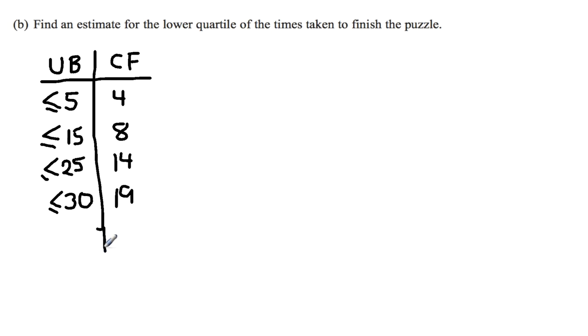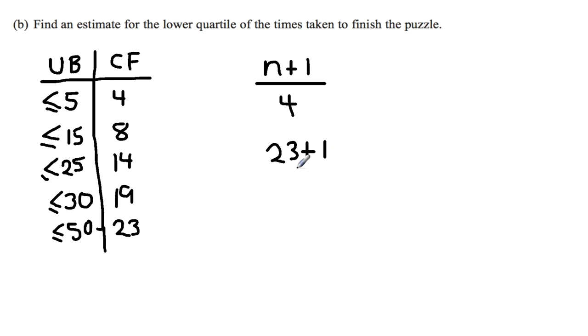And then we have less than or equal to 50, cumulative frequency was 23. Now, to find the lower quartile, we're going to be using this general equation, n plus 1 divided by 4. N represents the total, so 23 plus 1 over 4 is equal to, so 23 plus 1 is 24, 24 divided by 4 is 6. So the sixth position will give us the lower quartile.